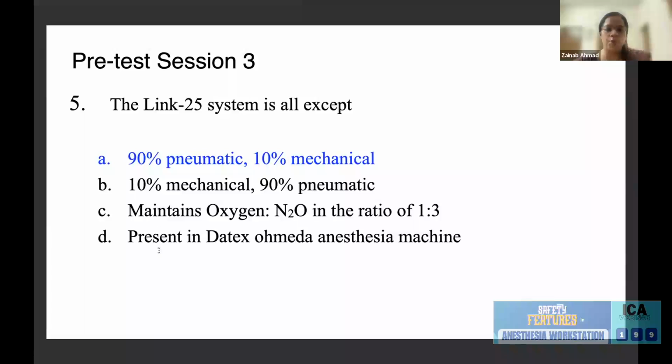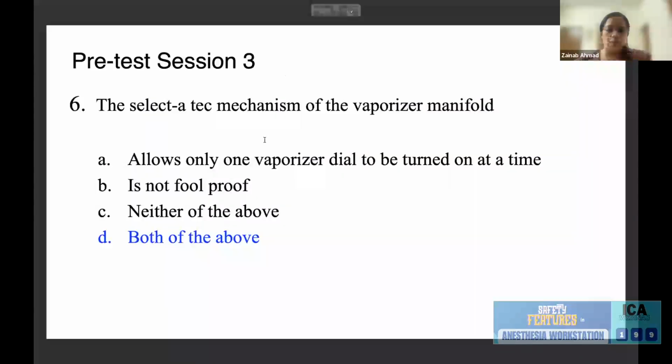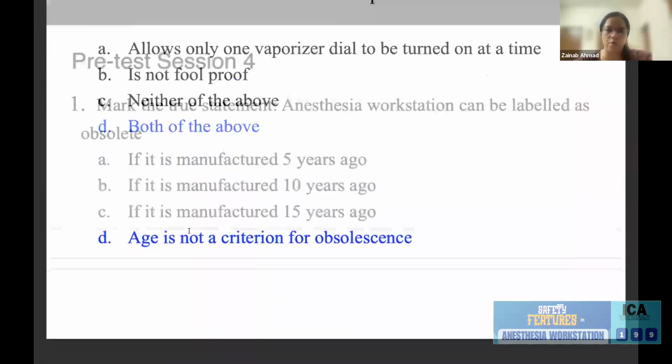The Link 25 system is all except. So option C and option D are correct. So it maintains oxygen and nitrous in the ratio of 1:3, and it is present in Datex-Ohmeda anesthesia machines. But as we heard in the lecture, it is 90% mechanical and just 10% pneumatic. The selectatec mechanism of the vaporizer manifold allows only one vaporizer dial to be turned on at a time, and it is not foolproof. So the answer is both of the above, option 4.